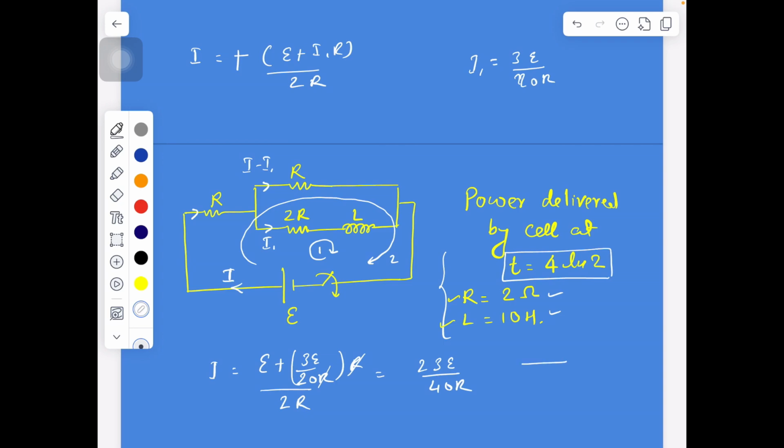Now if there is a battery and you know the current through the battery and you know the EMF, so what is the power? Power is E into I, that is the power delivered.